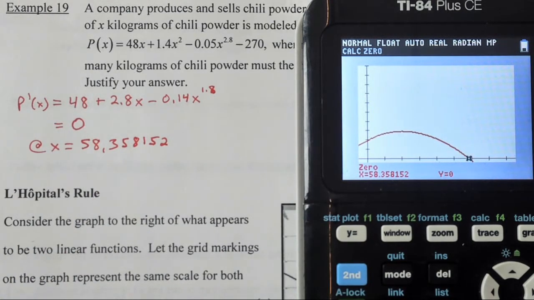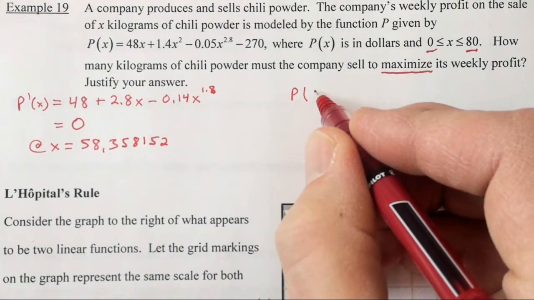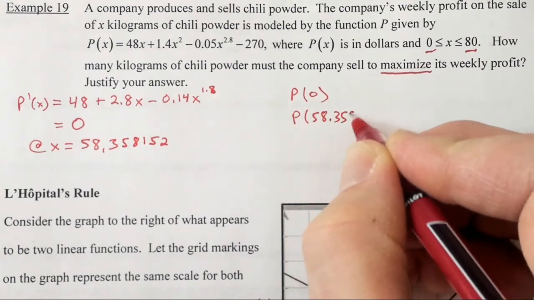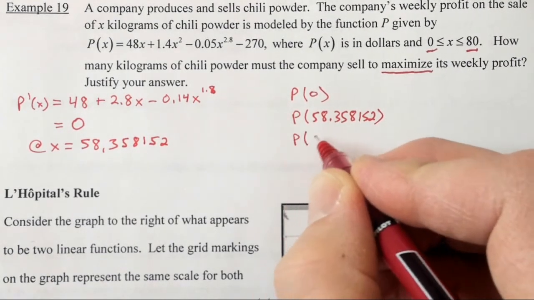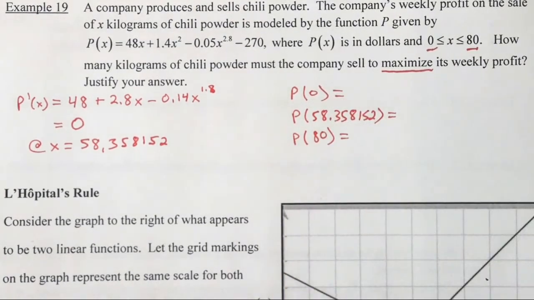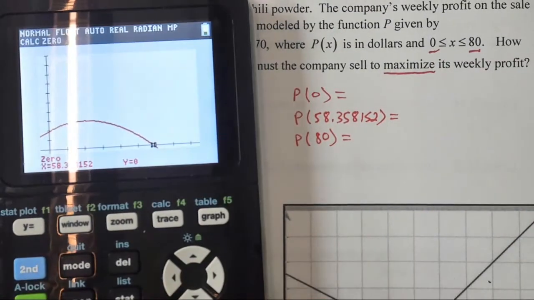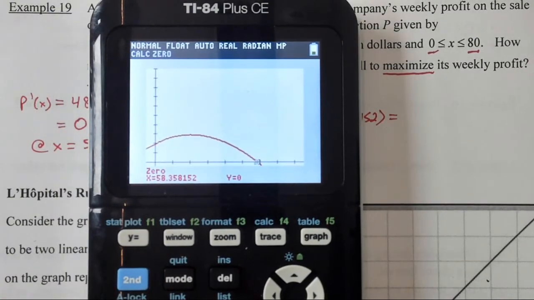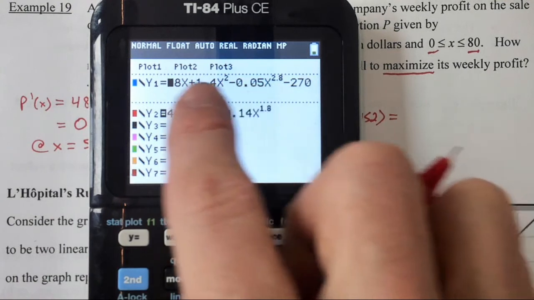Okay, so now we have 3 candidates. We have to find P of 0, P of 58.358152, and also P of 80. Okay, so we want to find out which one of these produces the maximum value. We have to plug these 3 values into the original function, which is why I had tried covering up without the glare from the window there. We go back to y equals, and notice that our original function is in y1.